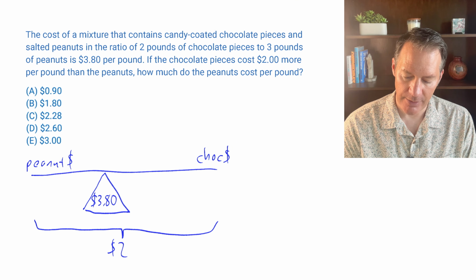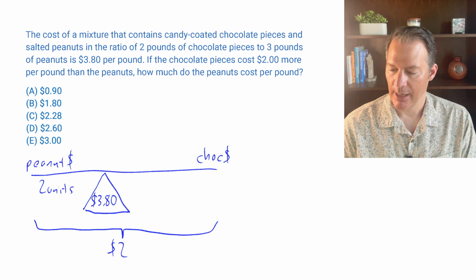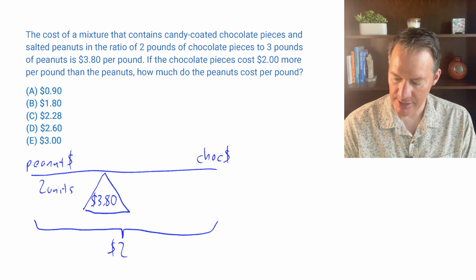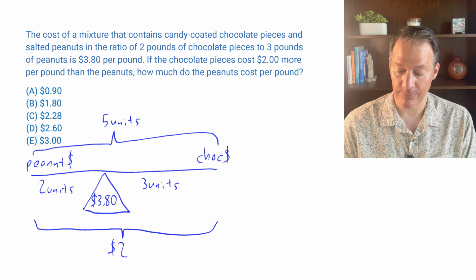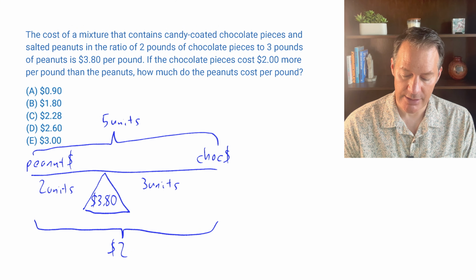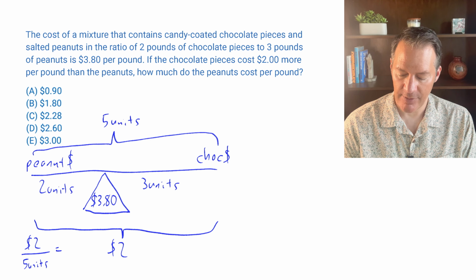So the 2 pounds of chocolate becomes 2 units of distance from the peanut price to the average, and then the 3 pounds of peanuts becomes 3 units of distance from the chocolate price to the average, okay? So now we have a total of 5 units of distance across these two prices. That's equivalent to the $2 of distance that we saw earlier, right? So we know that it's going to be $2 for every 5 units, right? So if we do that division, that's the same thing as 40 cents per unit.